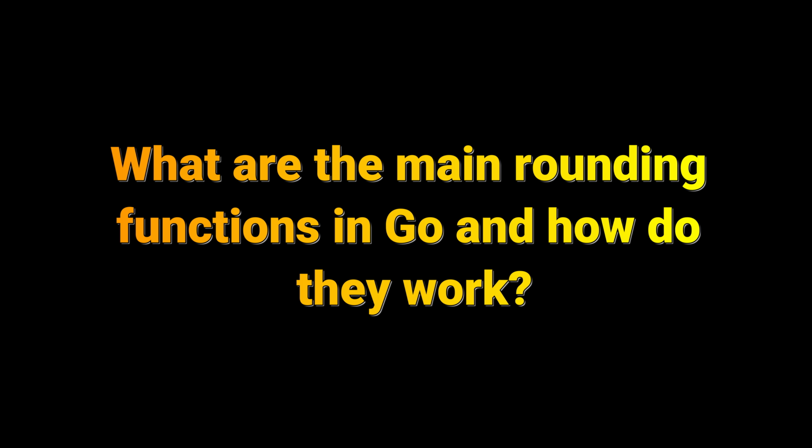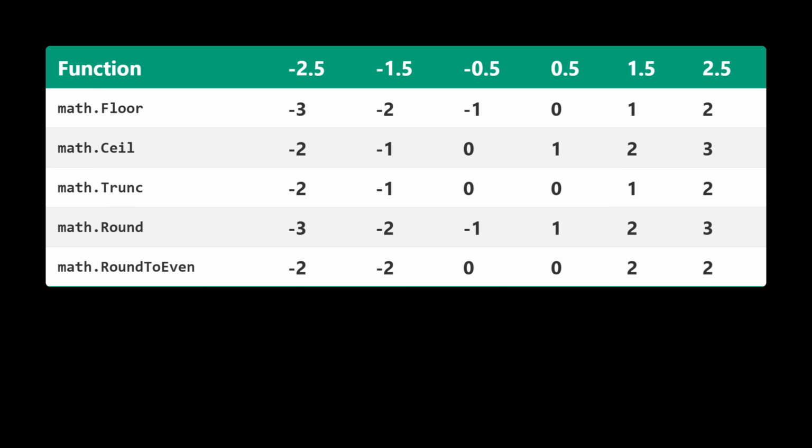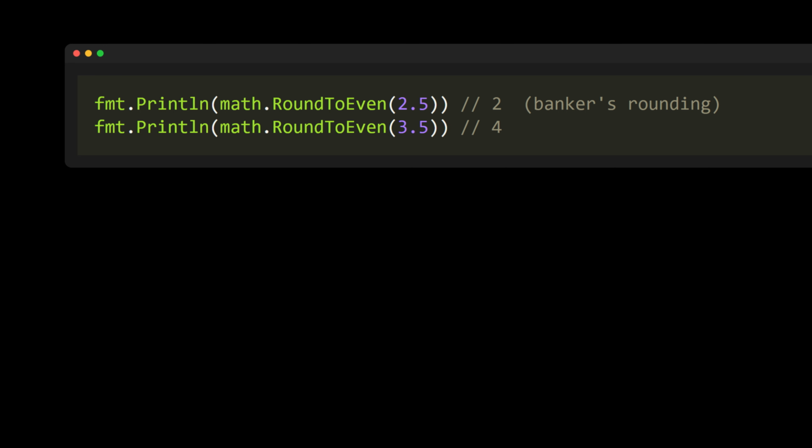Question: what are the main rounding functions in Go, and how do they work? Go has several rounding functions in the math package. math.Floor rounds a number down to the nearest integer. math.Ceil rounds a number up to the nearest integer. math.Trunc removes the decimal part and keeps only the integer. math.Round rounds to the nearest integer, away from 0 for 0.5 values. math.RoundToEven rounds to the nearest even number when the value is exactly 0.5, also called banker's rounding.